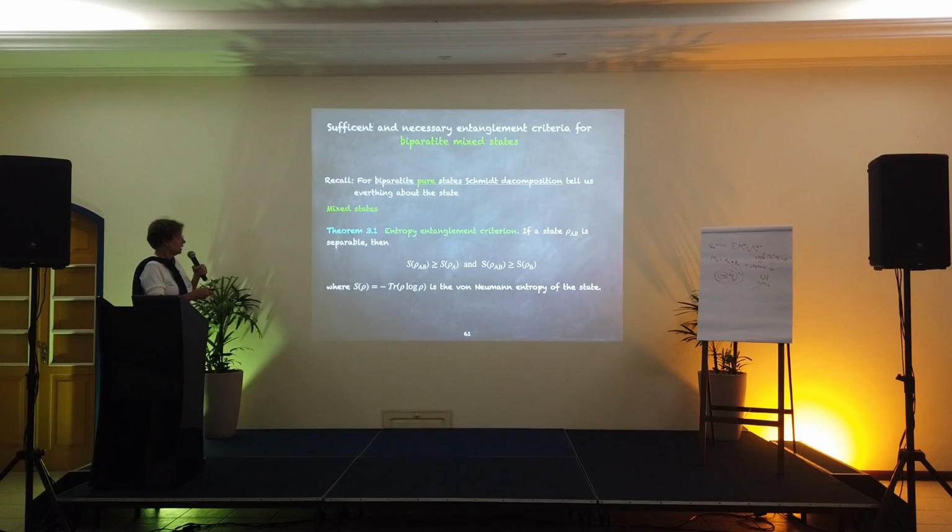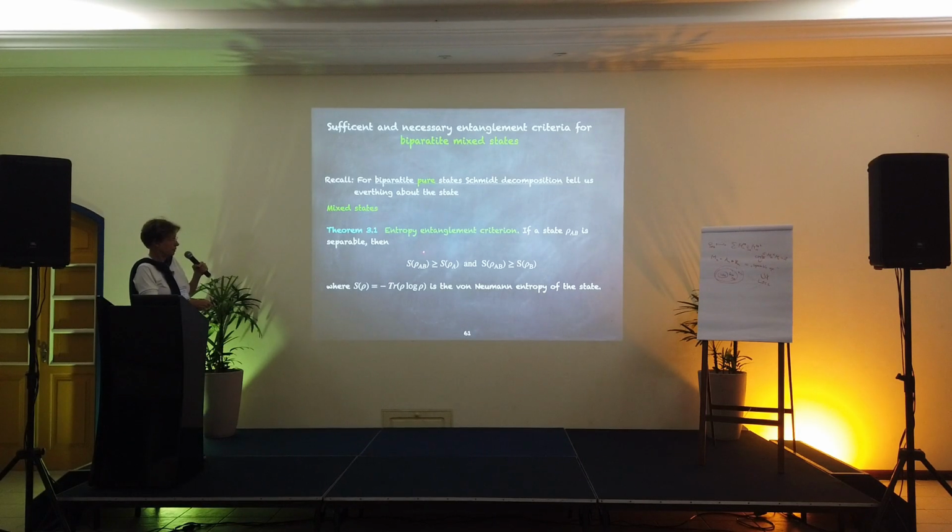The interesting part is to go to mixed states for bipartite systems, and then we have a lot of criteria. I'm just going to use a couple of them, because there is an exhaustive list. So for instance, let's start with this one, which is called the entropy entanglement criterion. We say the state rho AB is separable if it verifies the following. It's not an if and only if, okay? The von Neumann entropy of the whole system has to be bigger than the von Neumann entropy of the reduced density matrices. This is the von Neumann entropy, so minus trace of rho log rho.